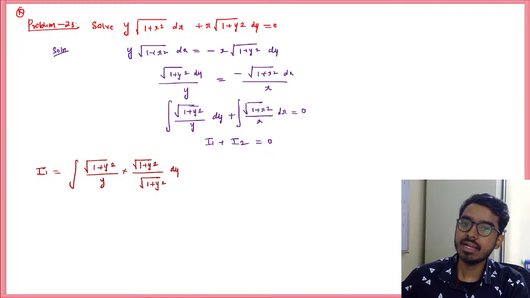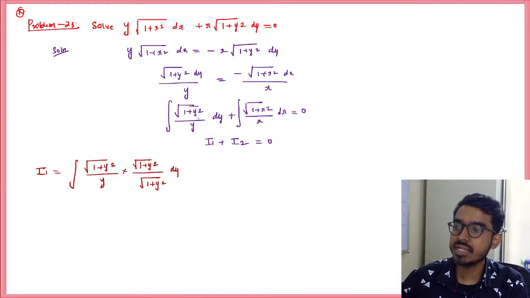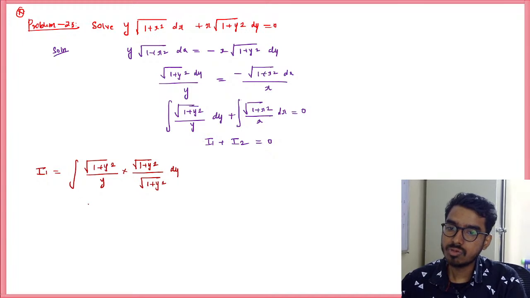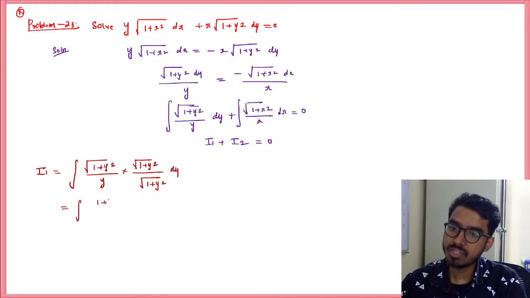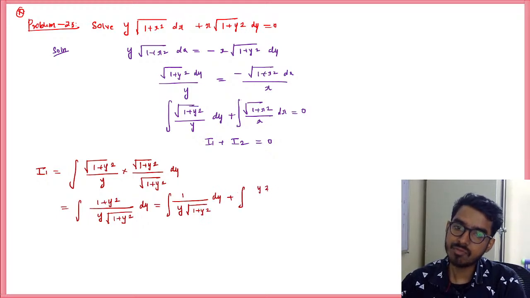Because it is not a direct formula, like f of x, f dash of x. There is no pattern like that. So now I'm going to write this as integration of root of 1 plus y square times root of 1 plus y square, which is 1 plus y square, over y into root of 1 plus y square dy. Now I'm going to separate this as integration of 1 divided by y into root of 1 plus y square dy plus integration of y square divided by y into root of 1 plus y square dy.